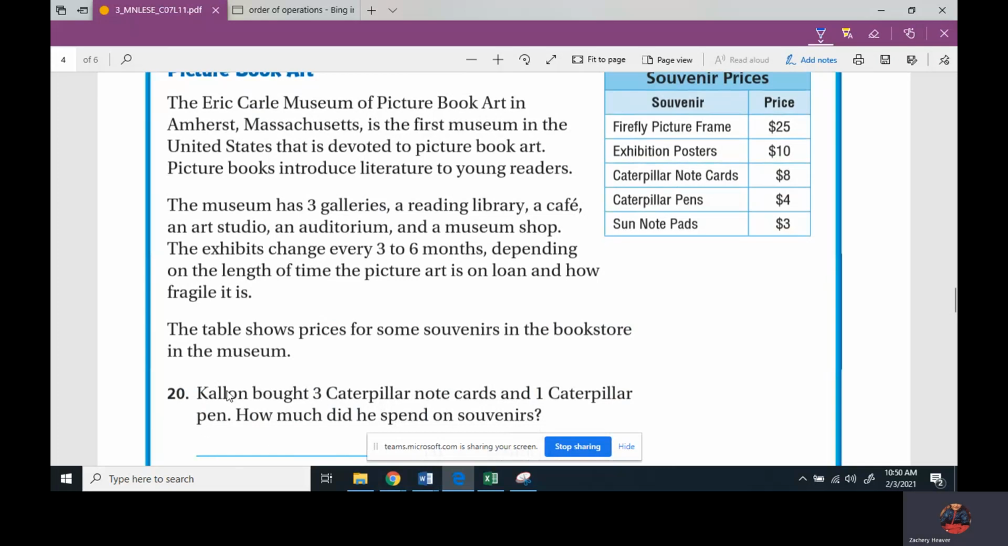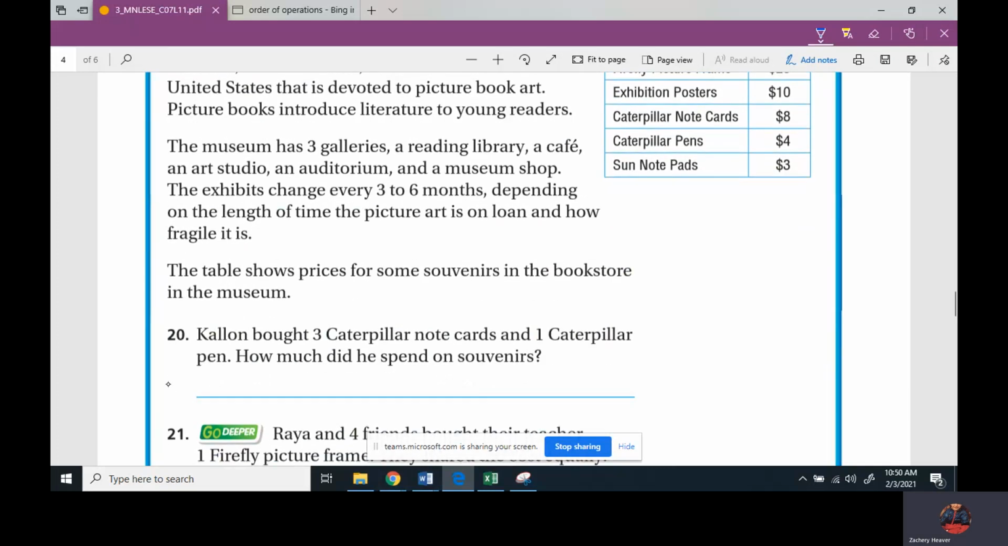Well, we know note cards are $8, so he bought 3 times 8, and he bought 1 Caterpillar pen, which is $4. So it's plus 4. And we know we got to do multiplication first. We know 3 times 8 is 24, equals 24 plus 4, which equals $28. Okay, 28.